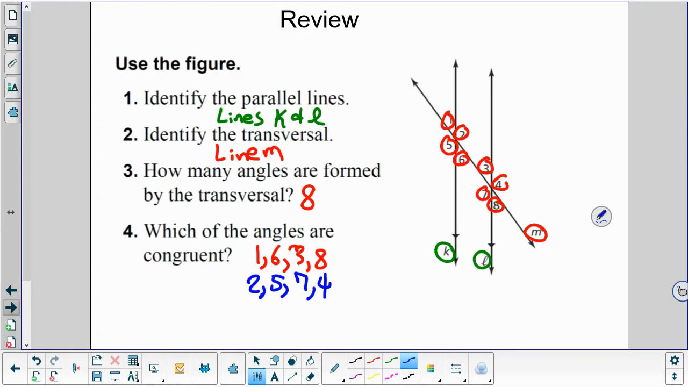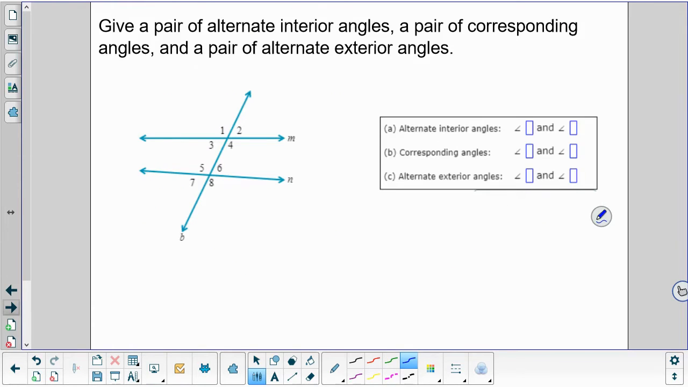Okay, let's do some example problems. So given a pair of alternate interior angles, a pair of corresponding angles, and a pair of alternate exterior angles. So I'm circling the 2 different pairs of alternate interior angles, and you could name either one, 3 and 6, or 5 and 4.